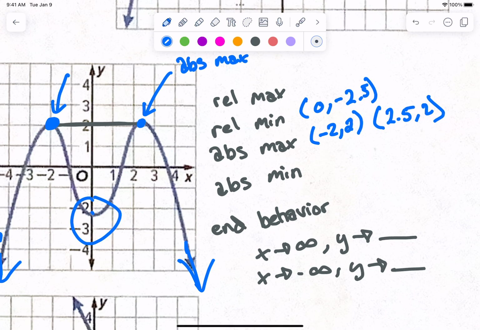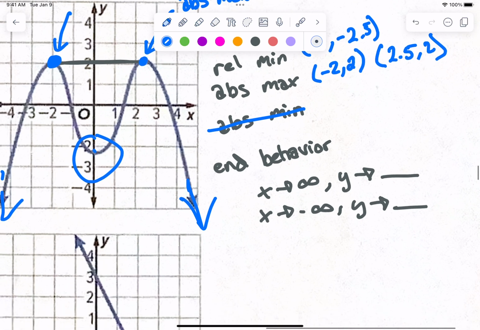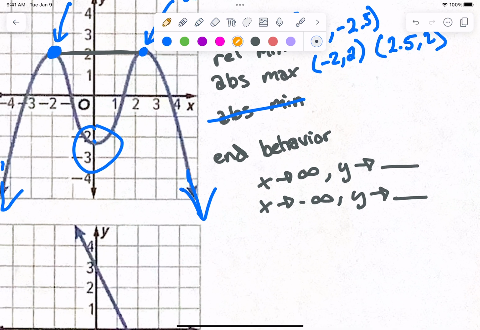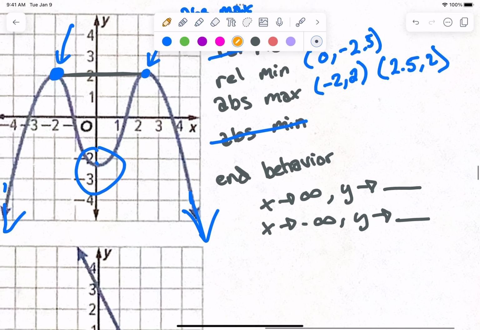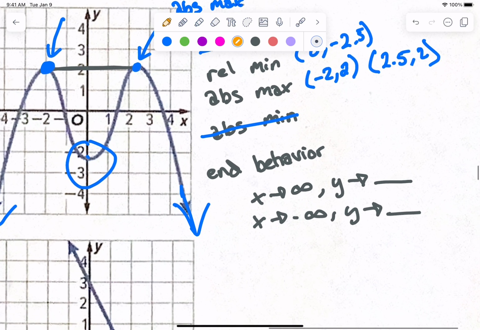So do we have a relative max? No. Do we have an absolute min? No. End behavior. Technically, we would have, if we assume that the right side is higher.